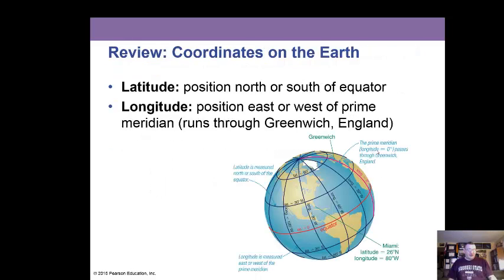Now let's review on the Earth we have latitude and longitude. Latitude goes north and south of the equator. Longitude goes east or west of the prime meridian, which runs through Greenwich, England, close to London, England.